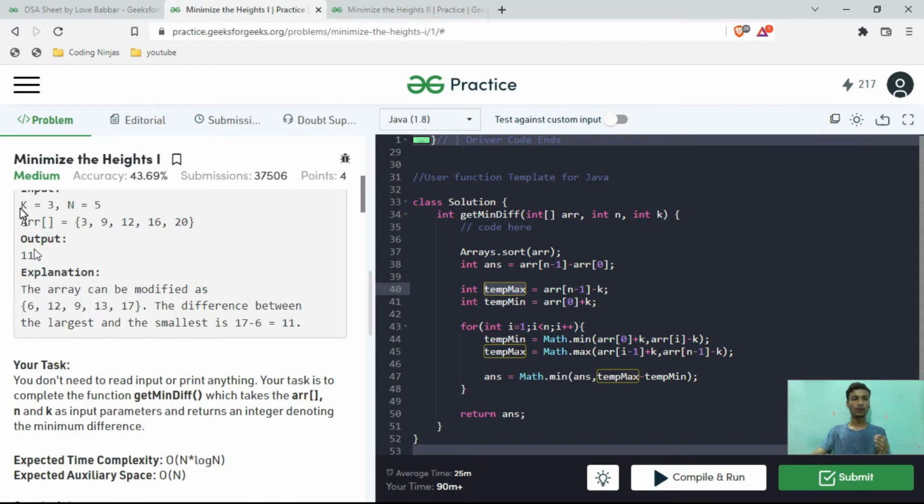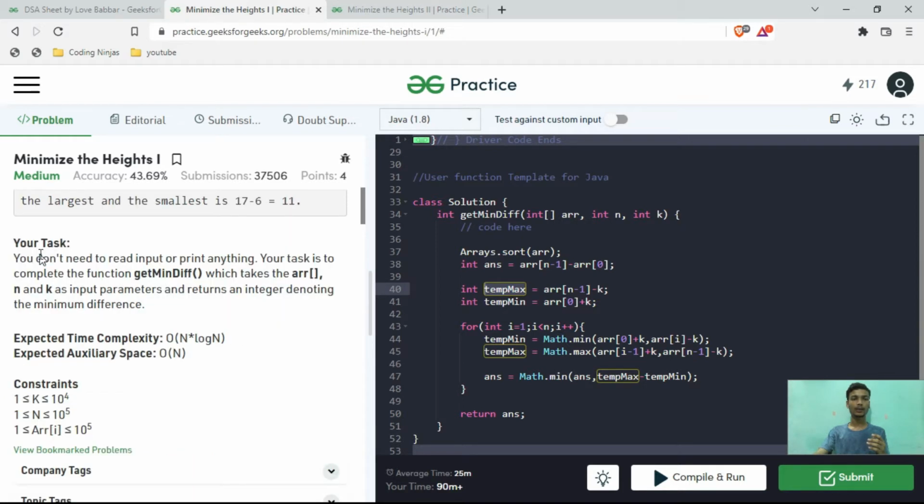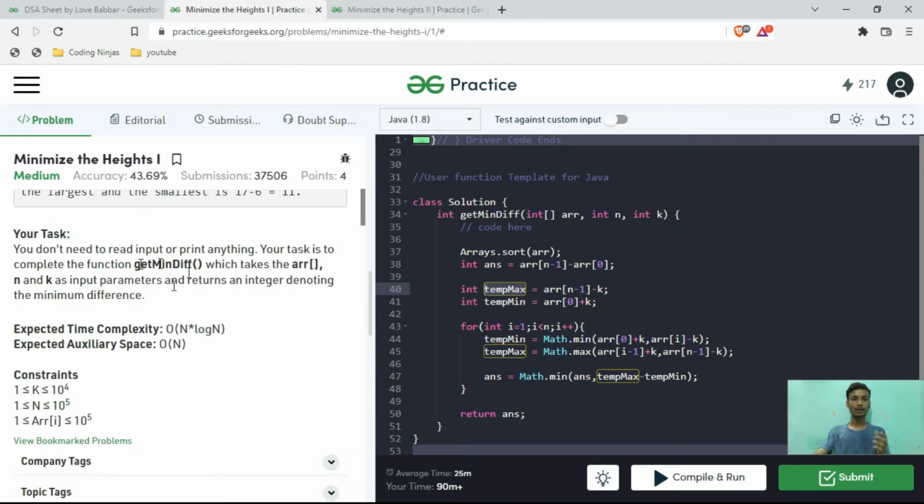In the second example, k is 3, that is, each tower's height can be increased or decreased by 3, and the number of towers is 5, and the heights are 3 9 12 16 20. After modifying, the heights will become 6 12 9 13 17. The difference between the largest and the smallest is 17 minus 6, that is 11. So our output will be 11. Our task is only to complete the function getMinDiff, that takes an array, its size and an integer k as input parameters and returns the minimum difference as an integer.